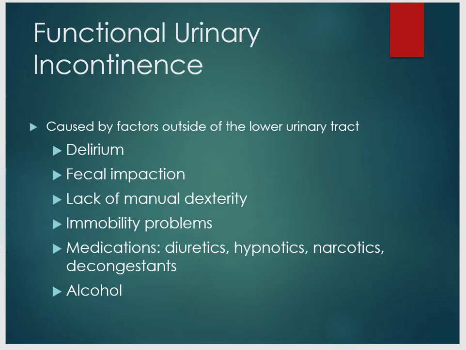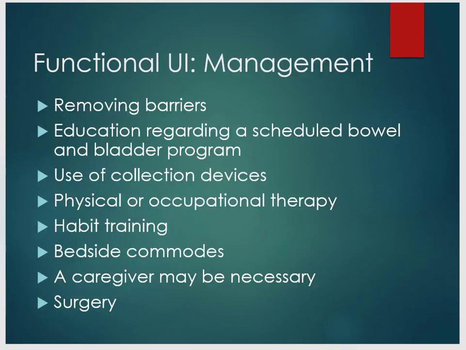Next, let's talk about functional urinary incontinence, and it can be caused by outside factors of the lower urinary tract, such as delirium, fecal impaction, lack of manual dexterity, mobility issues, medicines that you may be on, and alcohol. The management of this condition is to remove barriers. So if you were concerned that fecal impaction was causing a functional urinary incontinence, you need to work on their bowels to get those going so that hard stool is not impacting flow of urine.